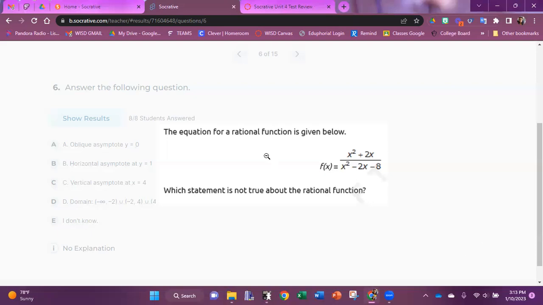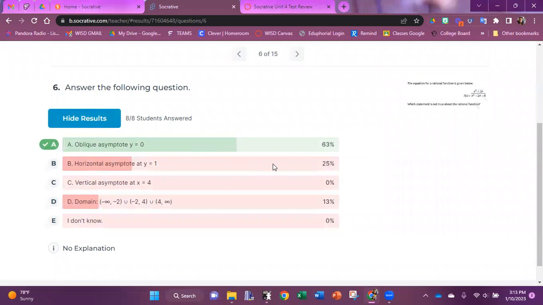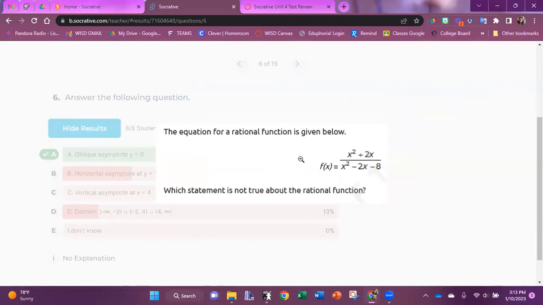All right, let's see what we did. Okay. The reason why is the degree of your numerator and degree of your denominator are equal. And because they're equal, that means that it's a horizontal, not an oblique, not a slant.